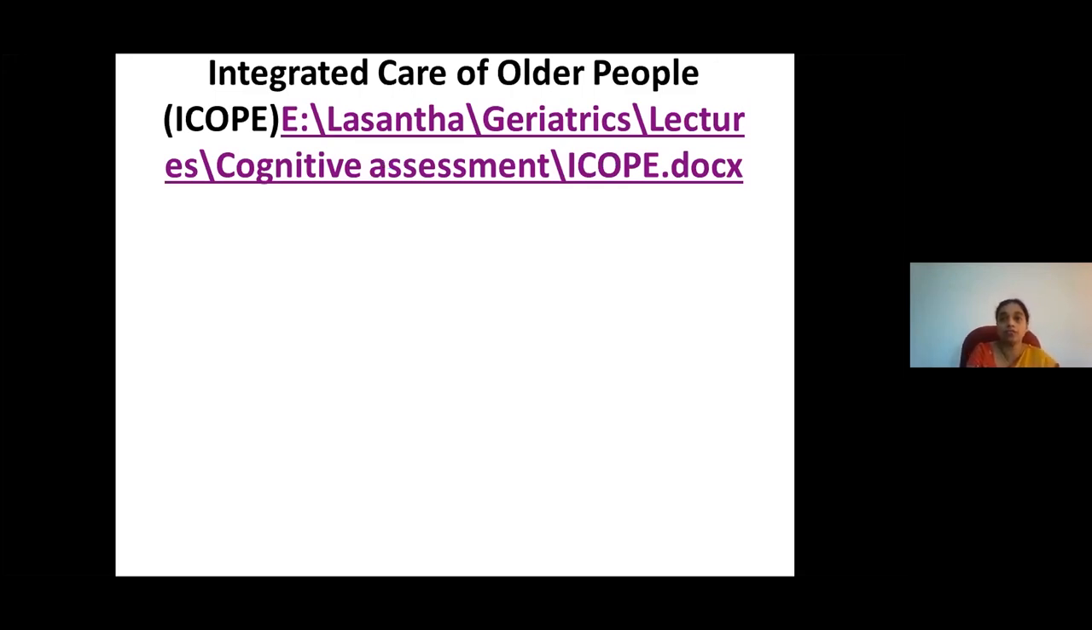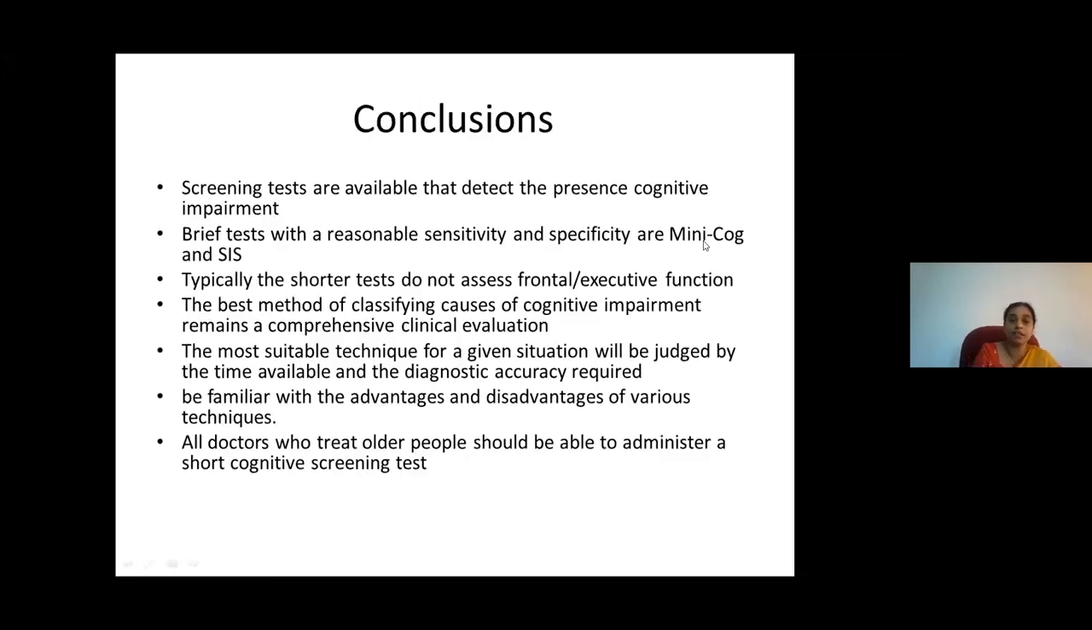That is the last part of my presentation. Then I will draw these conclusions. Screening tests are available for the presence of cognitive impairment. I have discussed many. There are many thousands of validated tools, but I could not discuss everything. Brief tests with reasonable sensitivity and specificity include the Mini-Cog. Mini-Cog is a good test, as I discussed. Typically, shorter tests do not assess frontal executive functions, but brief tests are important for screening purposes.